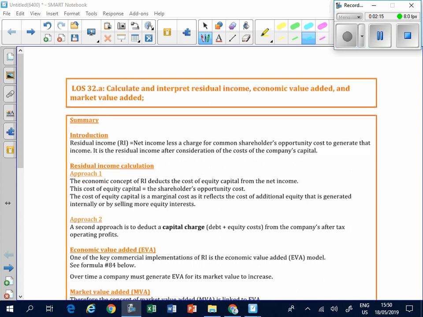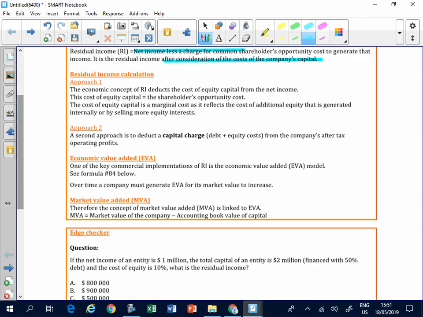Okay, so residual income is equal to net income less the charge for capital, the common shareholders' equity cost to generate that income. Okay, so residual income after consideration of the cost of the company's capital. So how much additional return is this generating above what is required? Okay, now there's two approaches you can do. You can either do it via the cost of equity, or you can do it via the WACC method, the weighted average cost of capital.